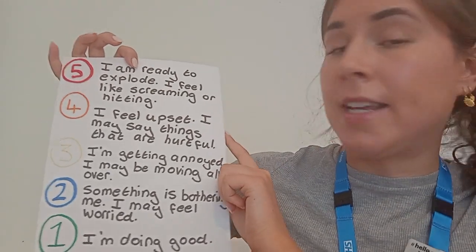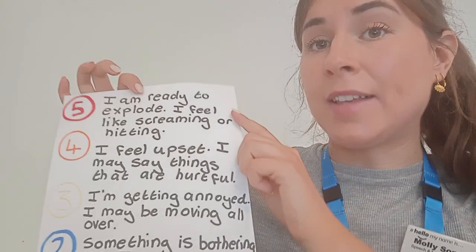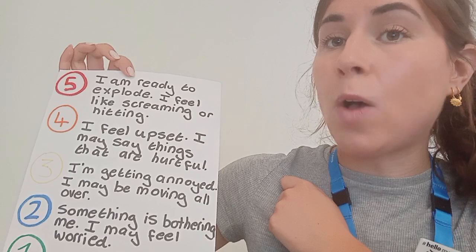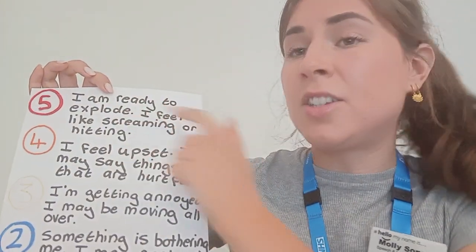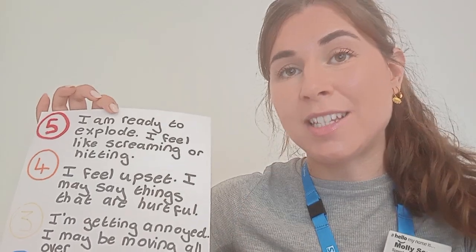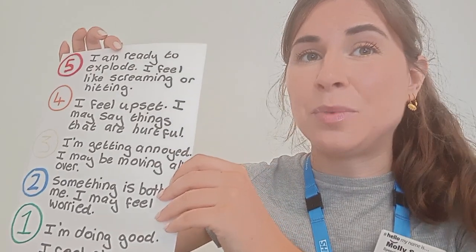4, I feel upset. I may say things that are hurtful. And 5, so this is the most stress your child might be feeling. I'm ready to explode. I feel like screaming or hitting. Again, this is just an example of the kind of words. I would change this depending on the words that your child uses to make this personal and relatable for them.